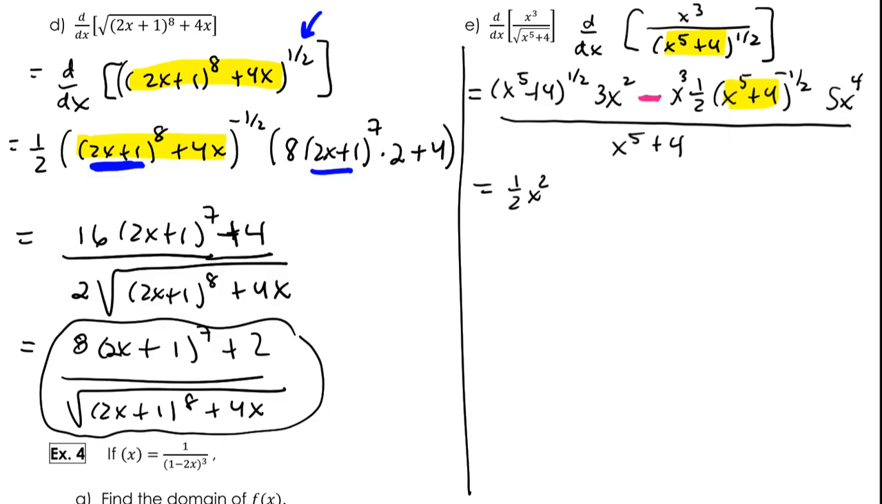Here's where the factoring gets messy. I also have an x to the 5th plus 4 and an x to the 5th plus 4. I'm going to look at exponents. You always want to take the smallest one. What's smaller, a half or a negative half? You got it, a negative half. So that is going to be x to the 5th plus 4 to the negative half. We've taken out everything we can.